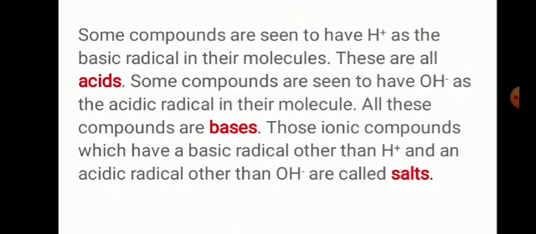Some compounds are seen to have H+ as the basic radical in their molecules. These are all acids. Some compounds are seen to have OH- ion as the acidic radical in their molecule, and all these compounds are bases. Those ionic compounds which have a basic radical other than H+ ion and an acidic radical other than OH- ion are called salts. So for example, NaCl is a salt.